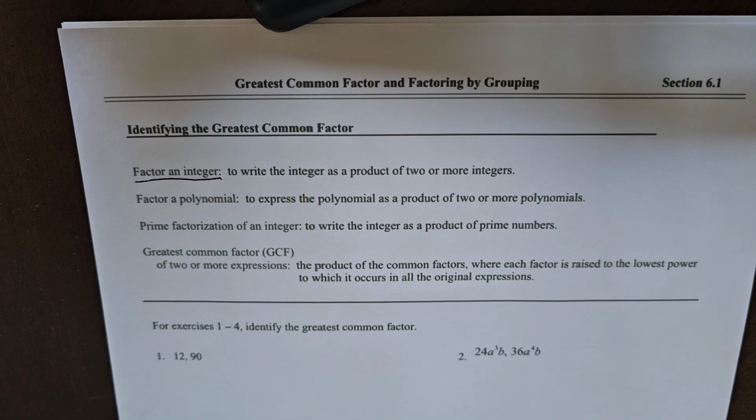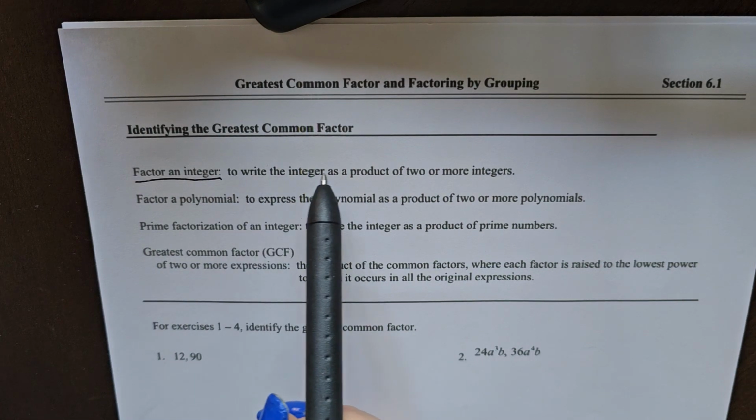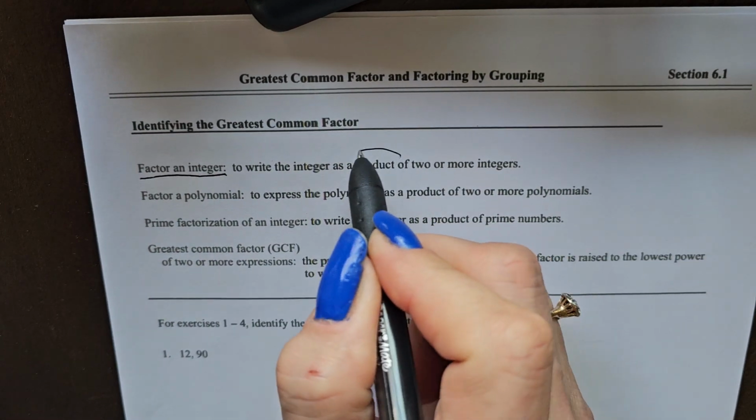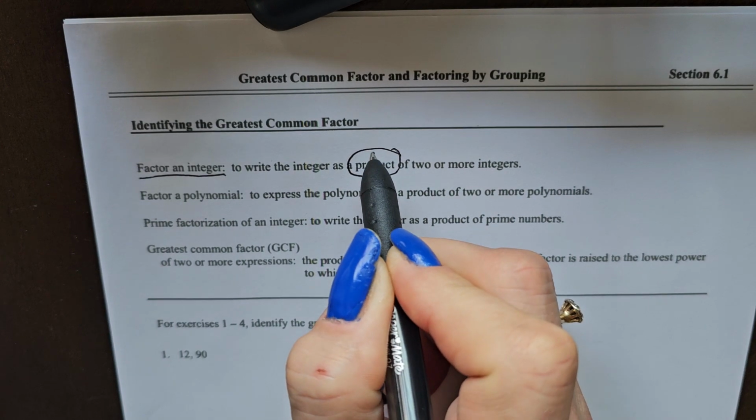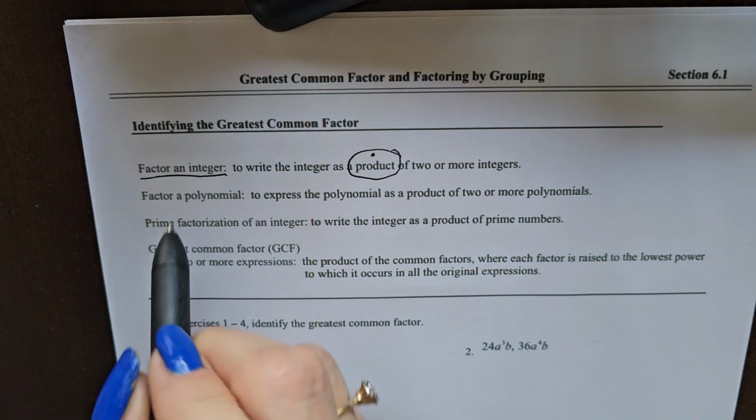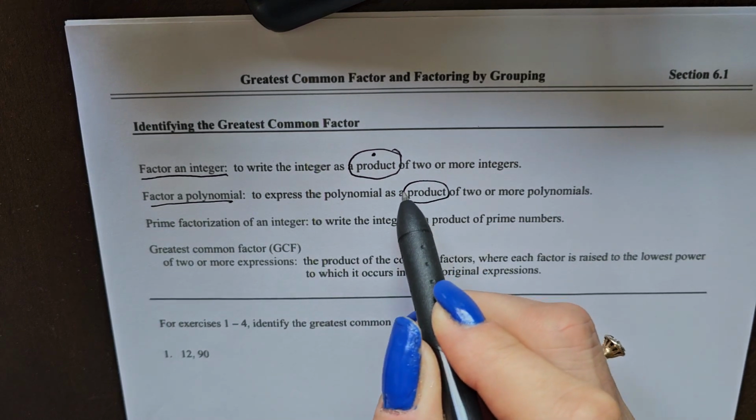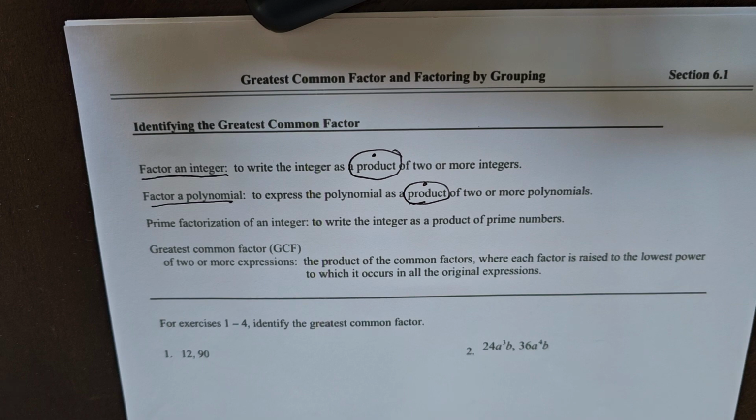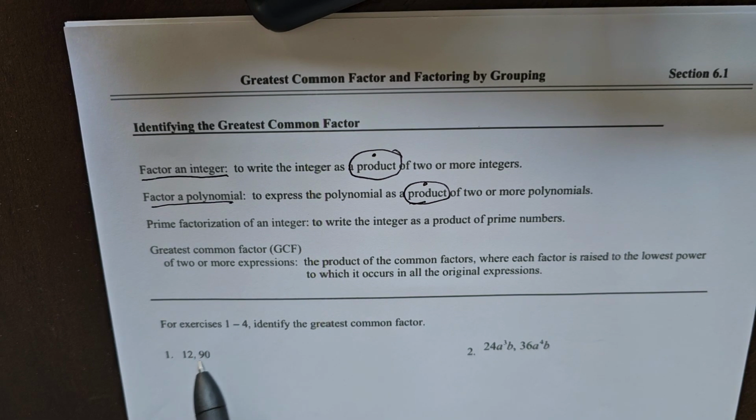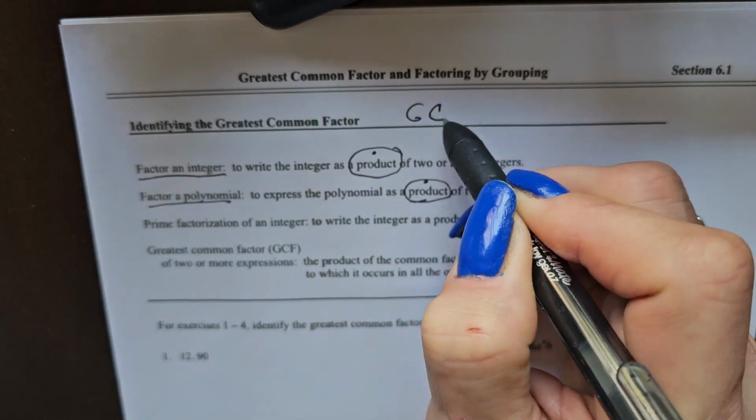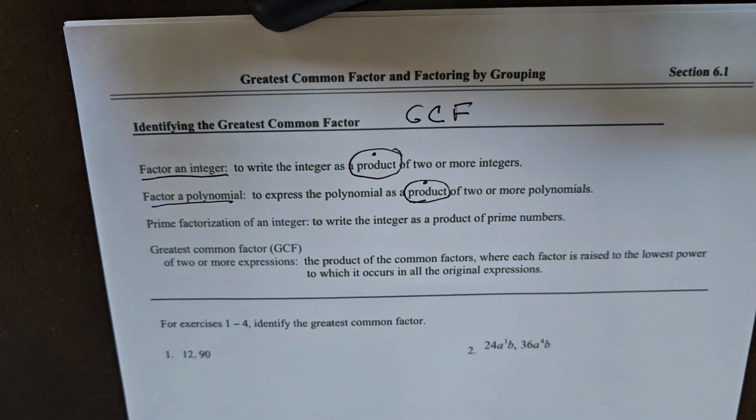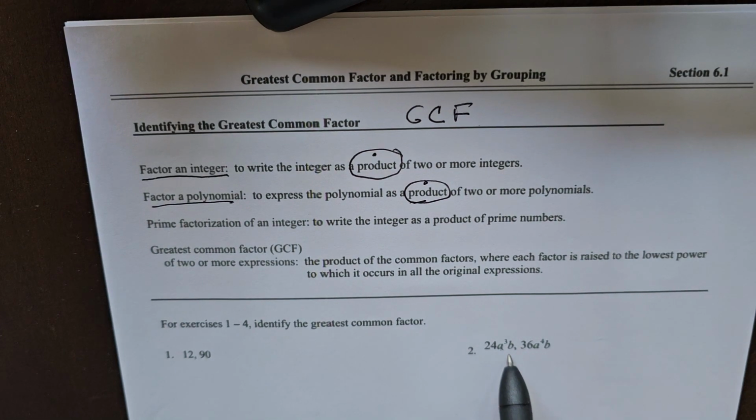Okay, so here we're going to factor an integer, to write an integer as a product, which means you're multiplying two or more integers. Factoring a polynomial is to express the polynomial as a product, again, things being multiplied, of two or more polynomials. So what they mean by that is, here are your integers, and we can find the greatest common factor, or of course GCF. And here they're talking about polynomials. These are monomials and these are binomials.